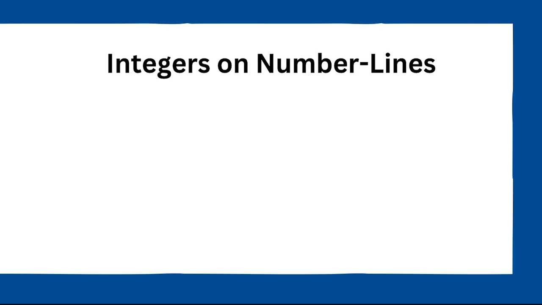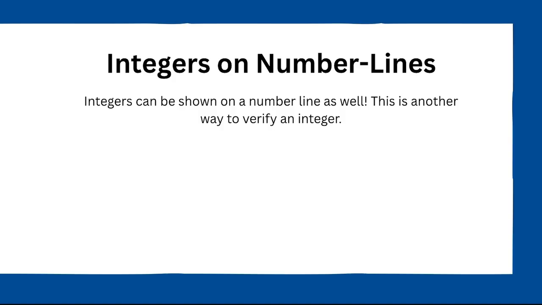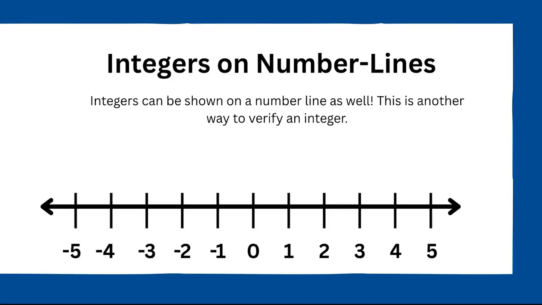Going even further, integers can be on a number line, and this is another way to verify an integer. So for example, I have this number line. I have -5 through +5. As you see, I also have 0 in the middle. I do want to say that 0 is an integer. Yes, it is a valid number, but it's a neutral number. It does not have an opposite number.